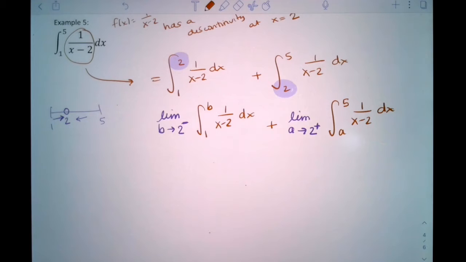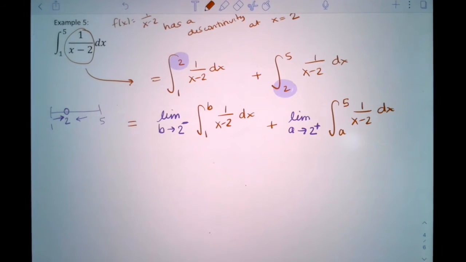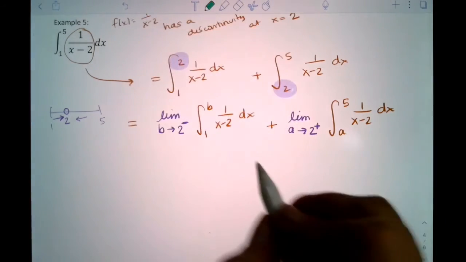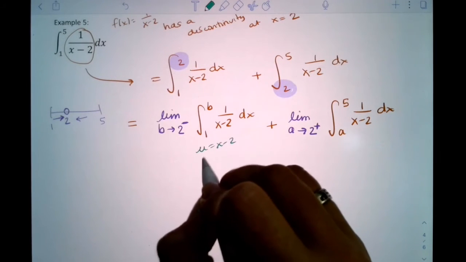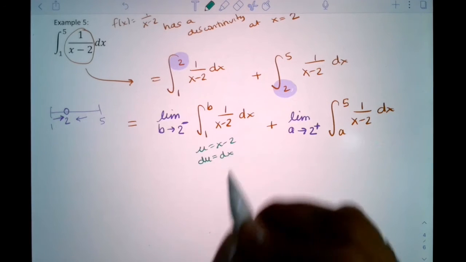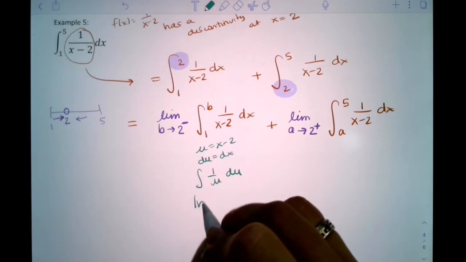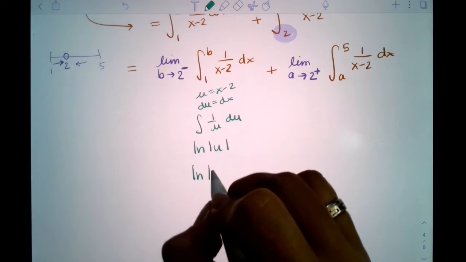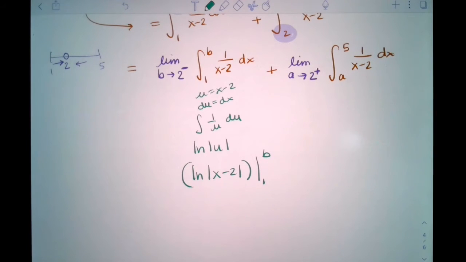So now that I have that working out for me, I'm going to go all in on one of these integrals. Okay, I'll take a look at the first one. I think you can go through your normal steps of solving this. This is not a basic integral, but it's certainly doable. It's a little u substitution. So you're really just integrating 1 over u du, which of course we know is natural log absolute value of u. That's natural log absolute value of x minus 2. Now remember, I'm evaluating this from 1 to b.